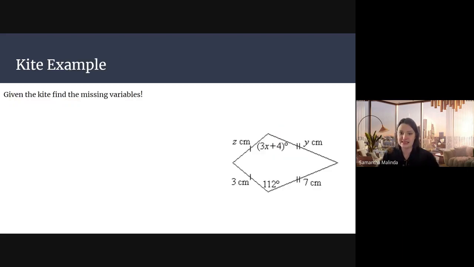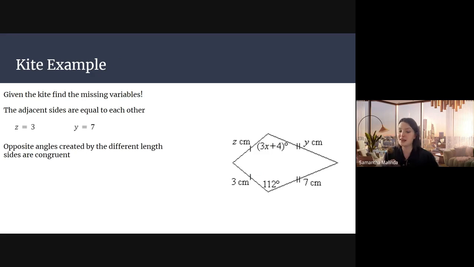Let's do our kite example. So we have our kite. We know the adjacent sides are equal to each other. So those are the first two sides that make the top of the kite. So z equals 3. And then the bottom two sides that make the bottom of the kite, which is y equals 7. Then we know the opposite angles created by the different length sides are congruent. So we can do 3x plus 4 equals 112. Solve by minusing 4, dividing by 3, and you get x equals 36.